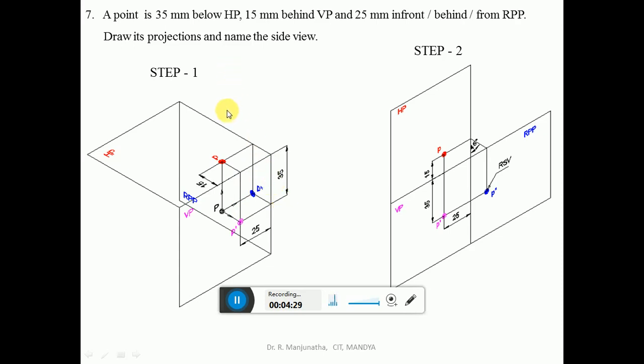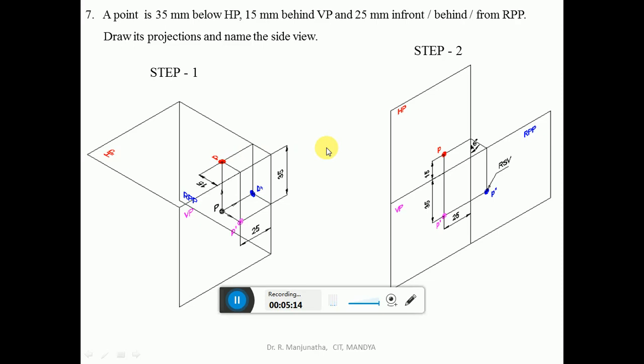Similarly, when you look from the top view, the distance behind VP, that is the distance from here to here, which is capital P, is projected onto the horizontal plane. So this distance will be projected here. So this will be 15 mm behind VP. Now, when you look from the right side view, there is the distance behind RPP, which will be seen when you look from the front view on the vertical plane, and also when you look from the top view, this can be seen here.